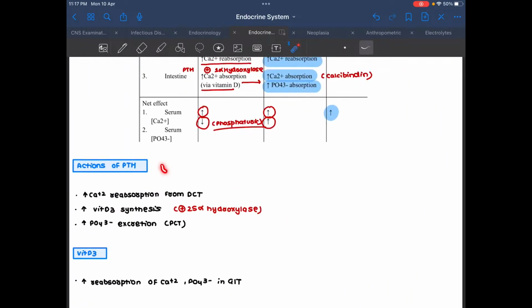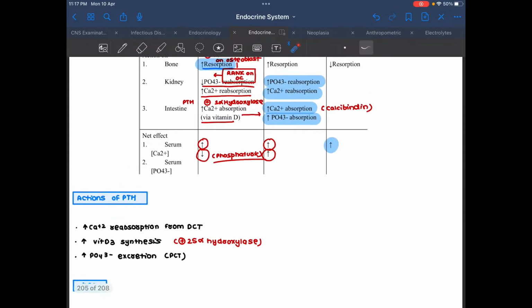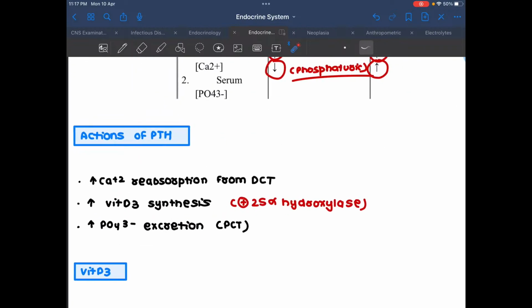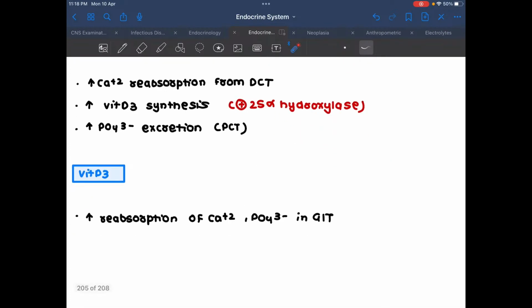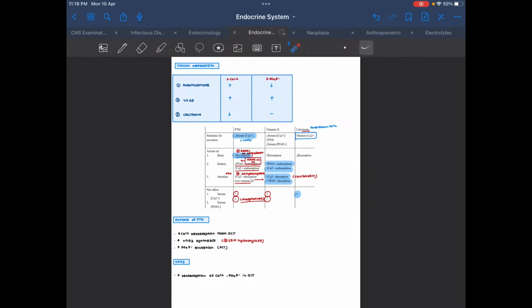ठीक है, एक्शन हमने पढ़ लिया पैराथायराइड हार्मोन का. It's going to increase vitamin D3 synthesis. ठीक है, it was not 1-alpha, I think it's 1-alpha ही है, 1-alpha hydroxylase, and calcium reabsorption from the DCT as well as phosphate excretion को stimulate करेगा. तो phosphate levels are going to drop, calcium levels are going to increase, and vitamin D3 are going to mainly increase calcium as well as phosphate.